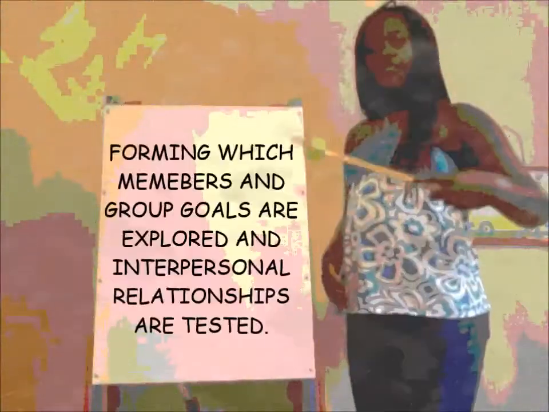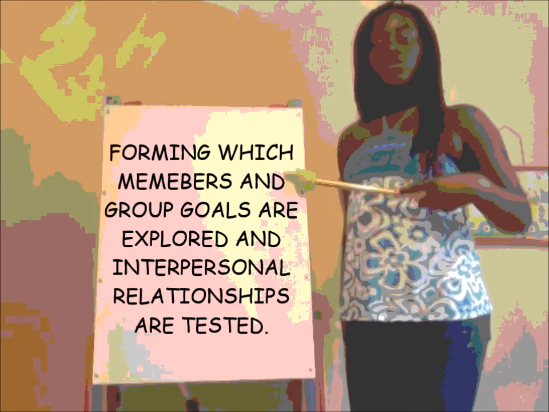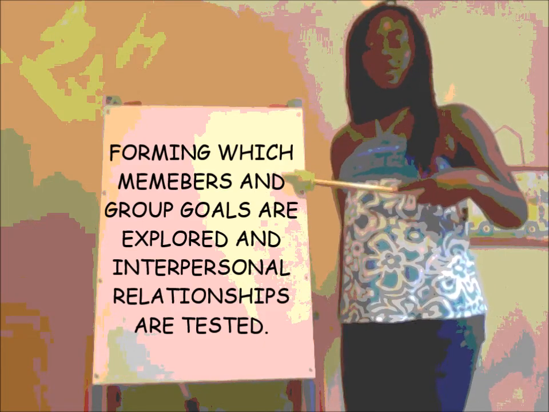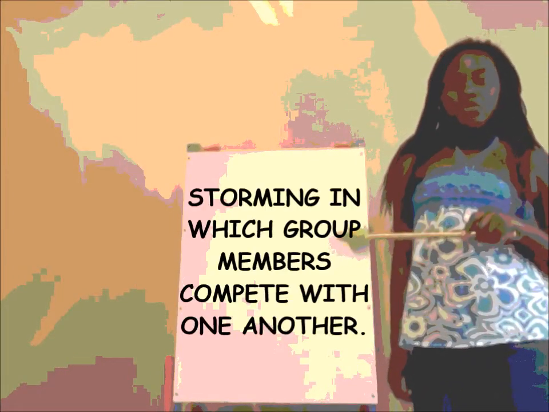But it doesn't stop here. In order to achieve any goal, we have to go through development stages. And there are 5 group development stages to help you get through small group communication. So here we go. The first development stage is forming, in which members and group goals are explored and interpersonal relationships are tested. The second development stage is storming, in which group members compete with one another.